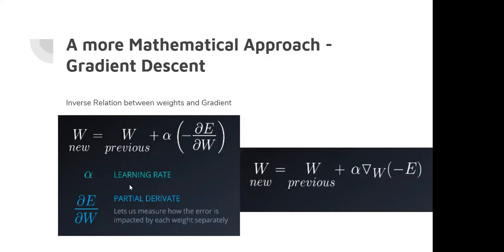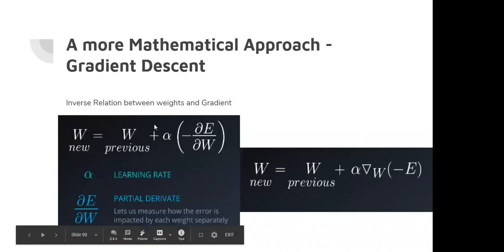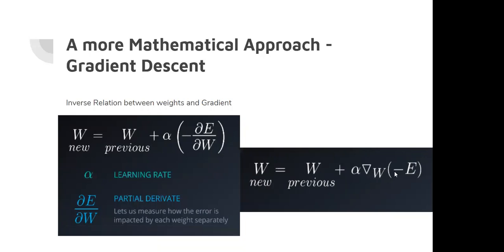So alpha is your learning rate, and then the partial derivative. Why do we take the partial derivative? Why don't we just take the derivative dE by dW? We don't take dE by dW because there's not just one dW, guys. There are so many weights, and you want to see how error is changing with respect to each of those weights, how error is impacted by each weight separately. That's why you take del E by del W. And this is a vectorized format of this equation. This inverted triangle is basically your gradient. So the gradient with respect to the weights of E, with a minus, because they are inversely related.